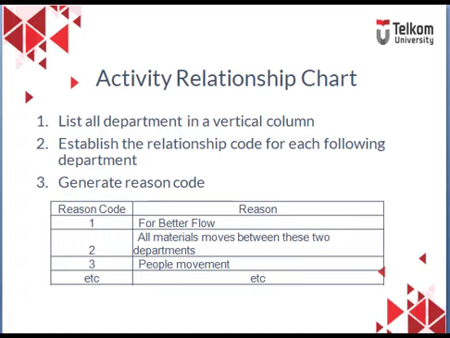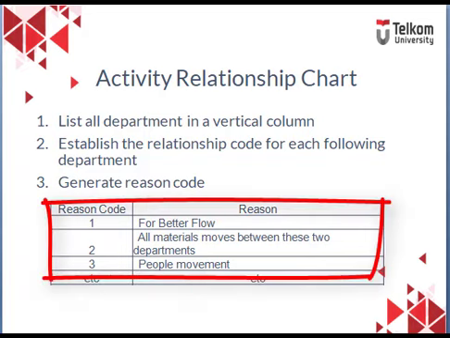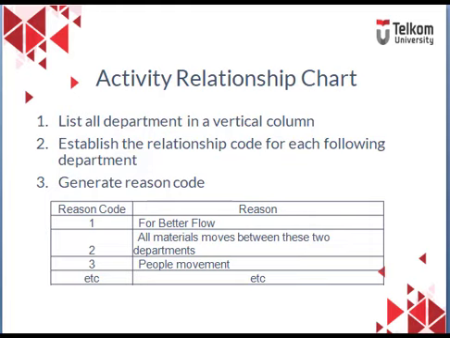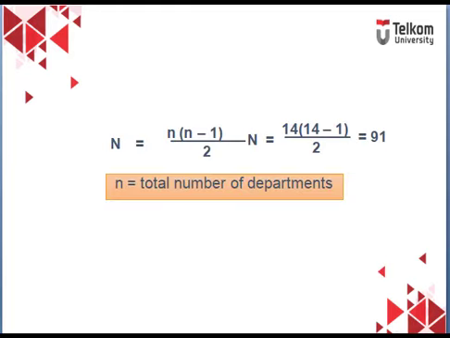Then, how to apply ARC to facility layout flow? The steps are: list all departments in a vertical column, establish the relationship code for each following department, and generate the reason code. For example, 1 means for better flow, 2 means all material moves between these two departments, 3 means people movement, etc. The matrix combination can be generated by using this formula, where n represents the total number of departments. Let's say we have 14 departments, then the total combination of department relationships is 91 combinations.